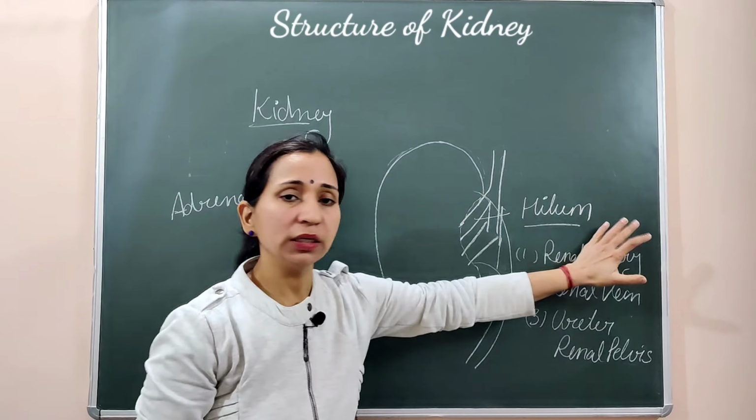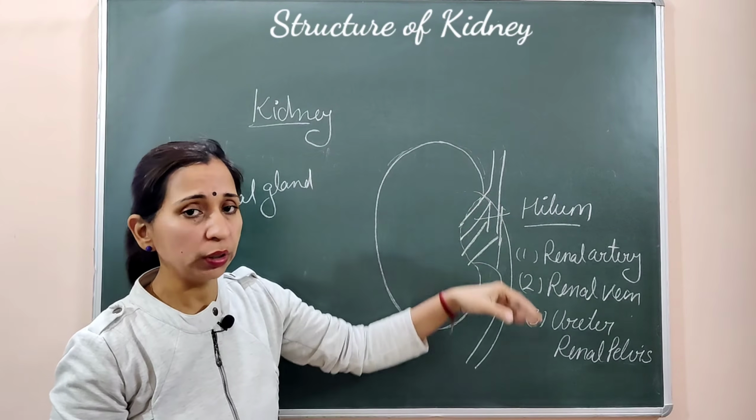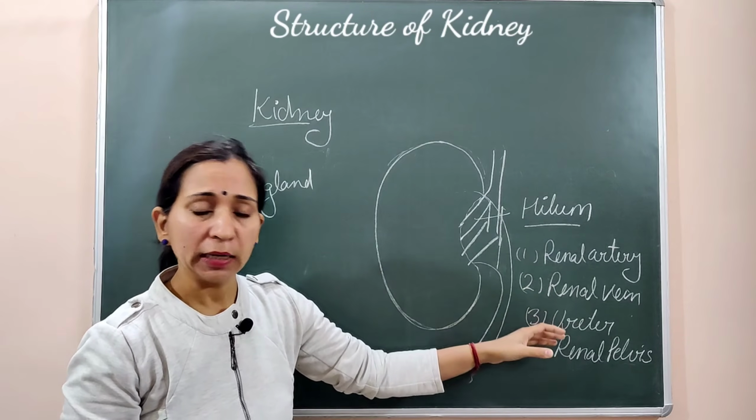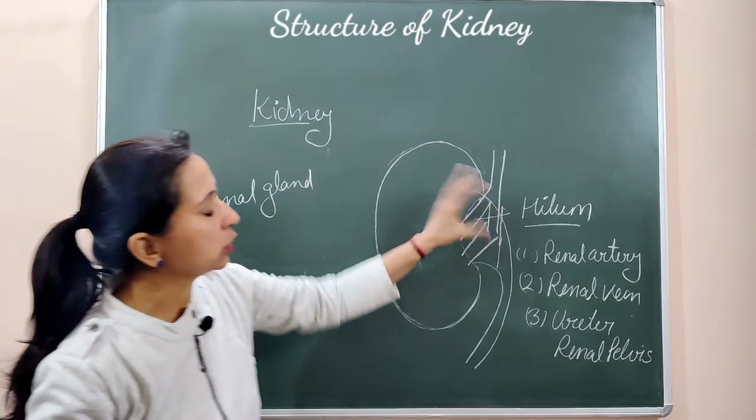In the same way, the other kidney will have the same kind of structure. It will also have this notch, the hilum. Through the hilum, the renal artery, renal vein, and the ureters will come out from the kidney. So this is about the external structure.